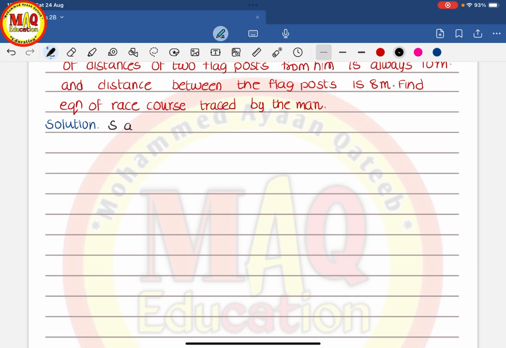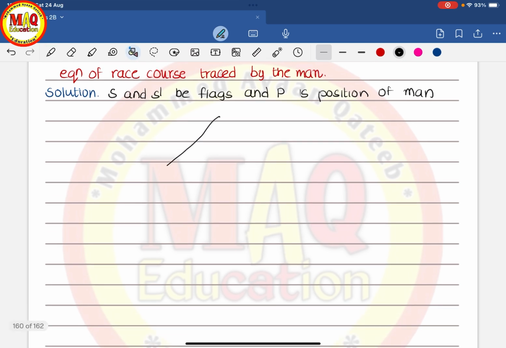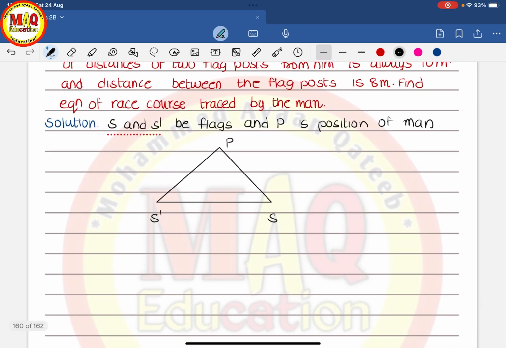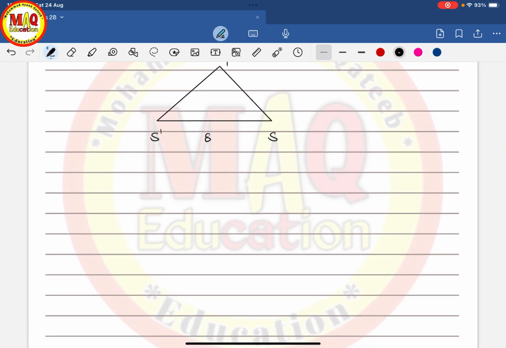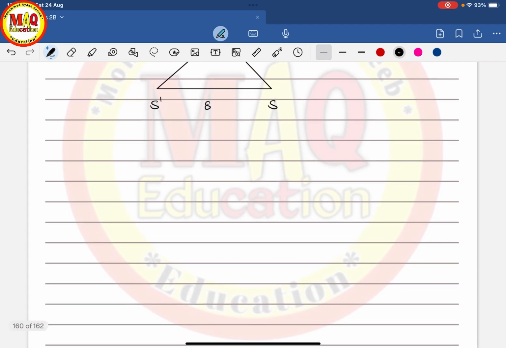Let S and S dash be the flags and P is the position of the man. Okay, now so here we can see this. Here P is the position of the man and S, S dash are flags. Given the distance between the flags is 8 meters.